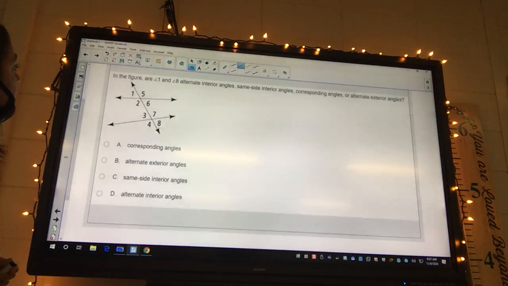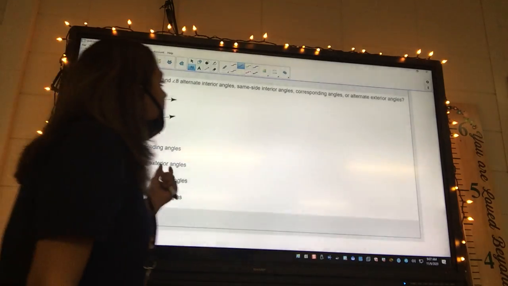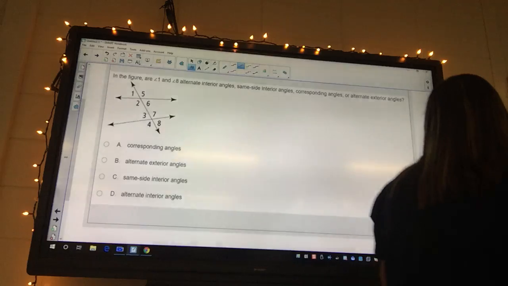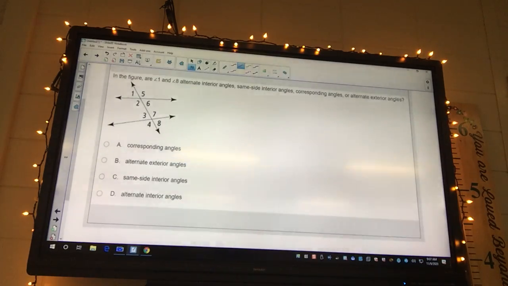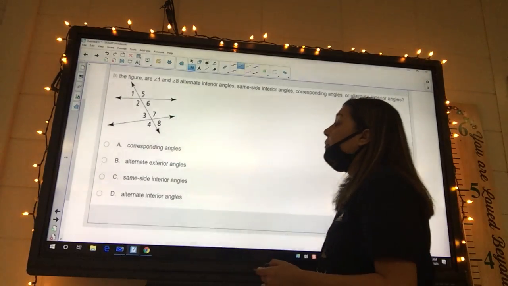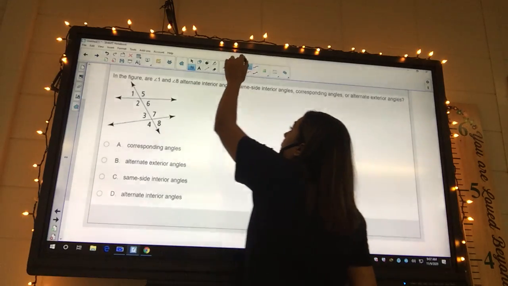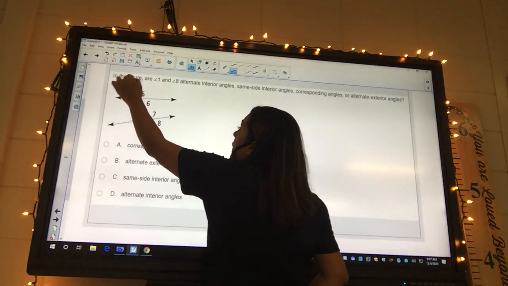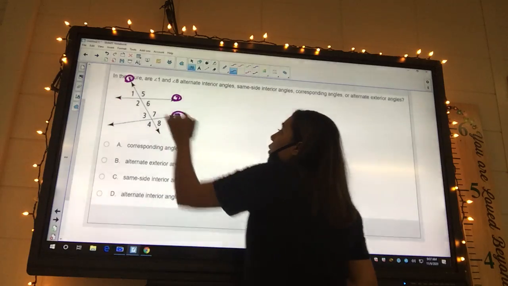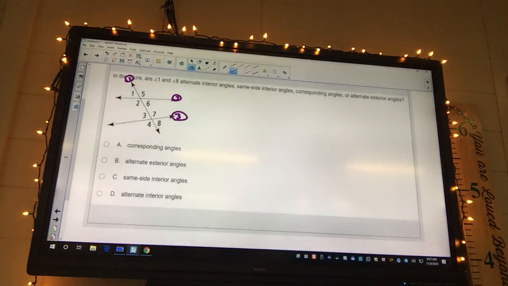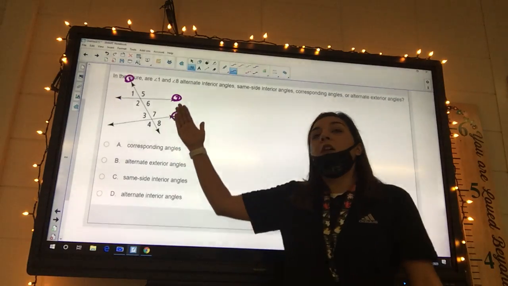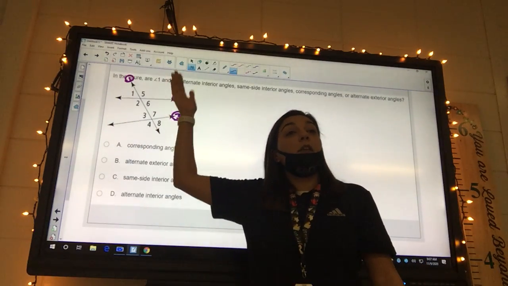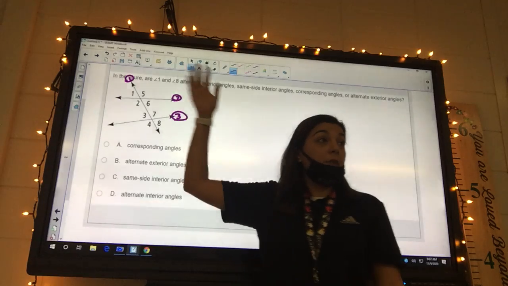Okay, it says in the figure are 1 and 8 alternate interior angles, same side interior, corresponding, or alternate exterior. So 1 and 8, take a second, find it. Okay, and here's our lines, 1, 2, 3. What's the transversal? Which of those lines is the transversal line? 1. Okay, 1 is the transversal. And you have to know which one's a transversal because when you start talking about same side, we need to know, are they on the same side or are they on alternate sides of that transversal?